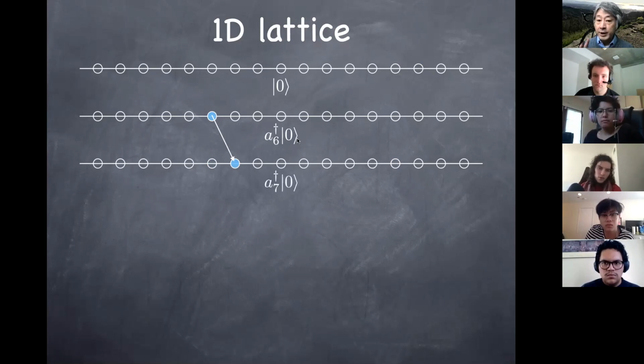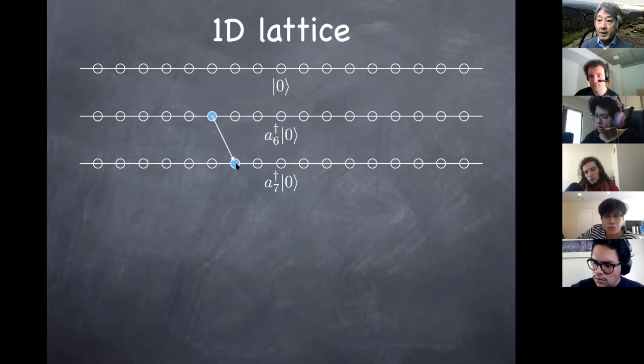So you need to find a way of letting the particle change from this state, A6 dagger on the ground state, to this state, A7 dagger on the vacuum state. So how do we make that happen is the next question. And the answer is actually pretty obvious. What you have to do is to actually annihilate the particle at site 6 and recreate the particle at site 7.